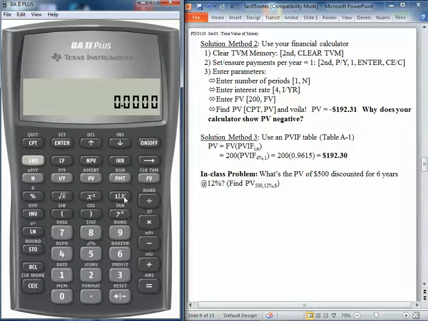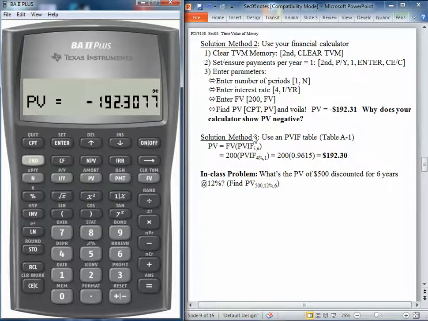Now we enter in the parameters. So we have 1 period, collecting interest at 4% per period. We need $200, and I'm going to leave the future value equal to a positive $200. And now we will compute the present value. You can see that the negative sign is there indicating an outflow or a deposit.